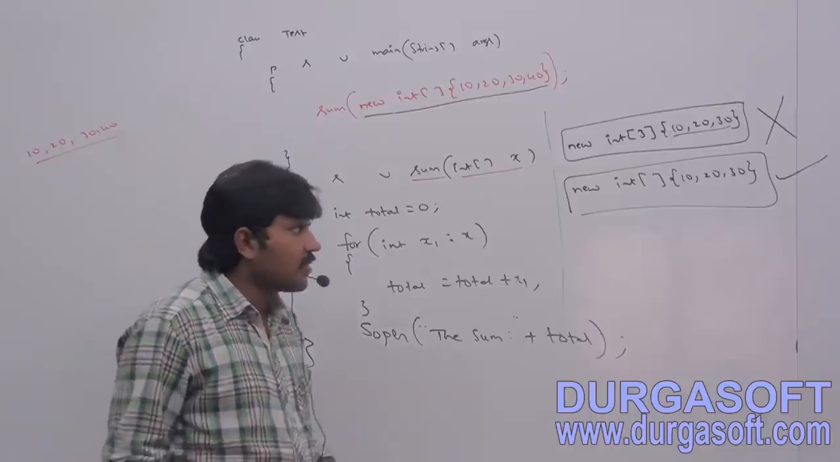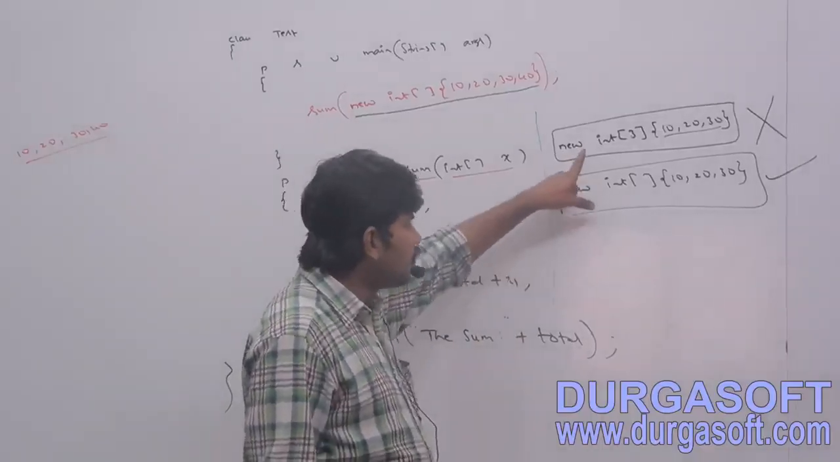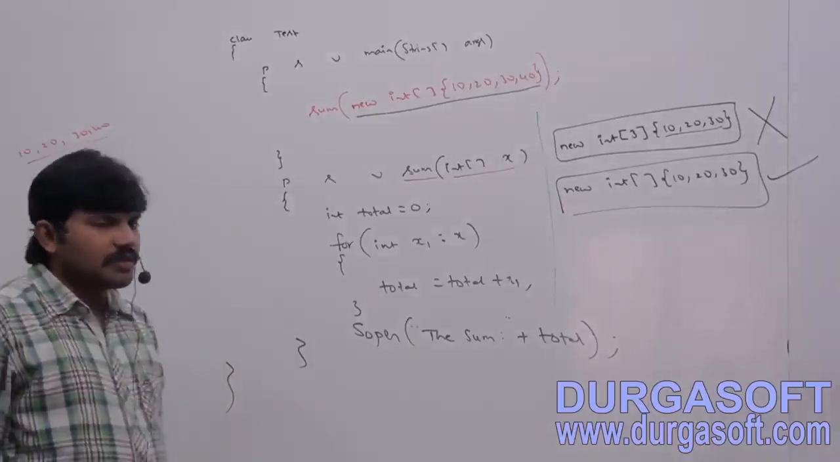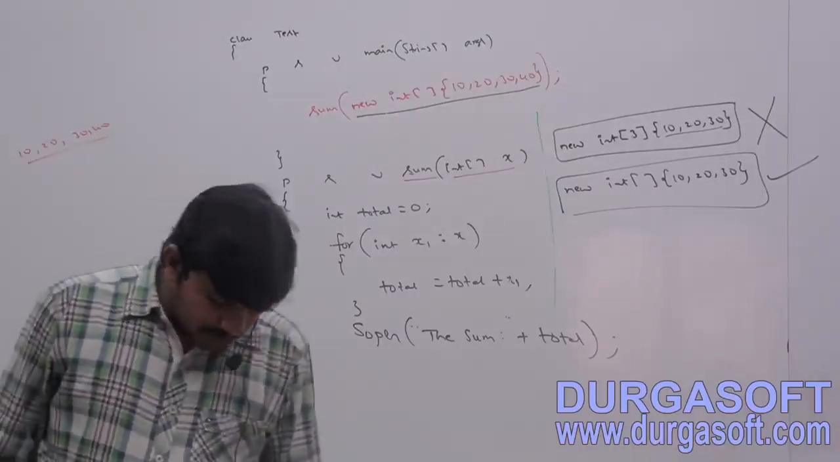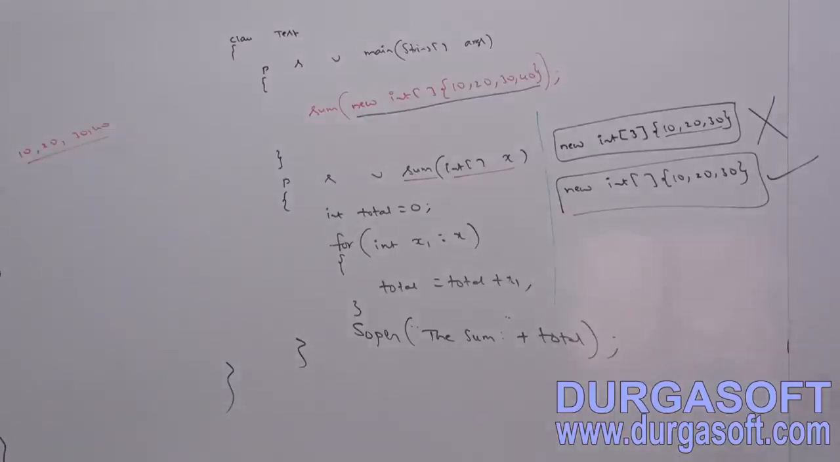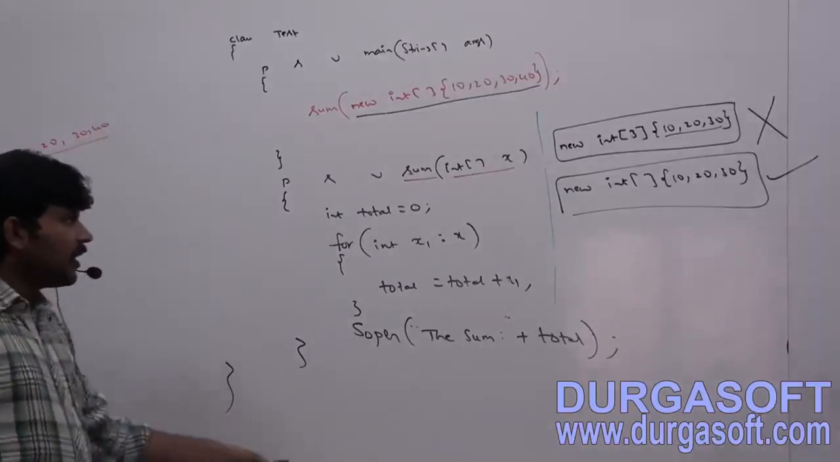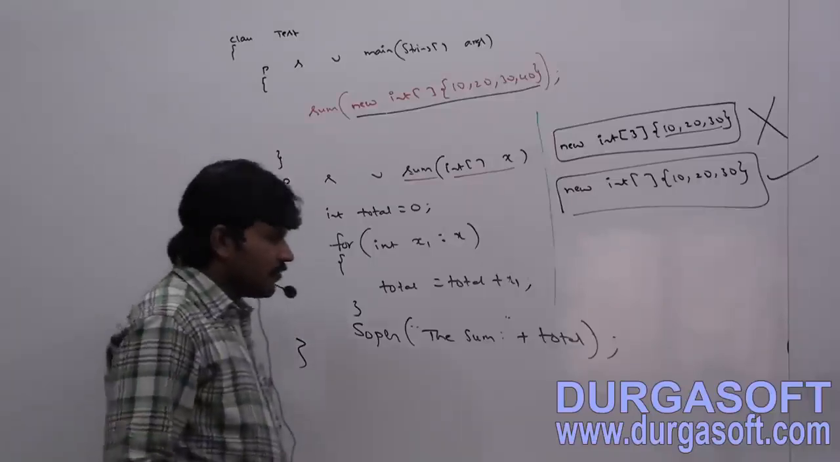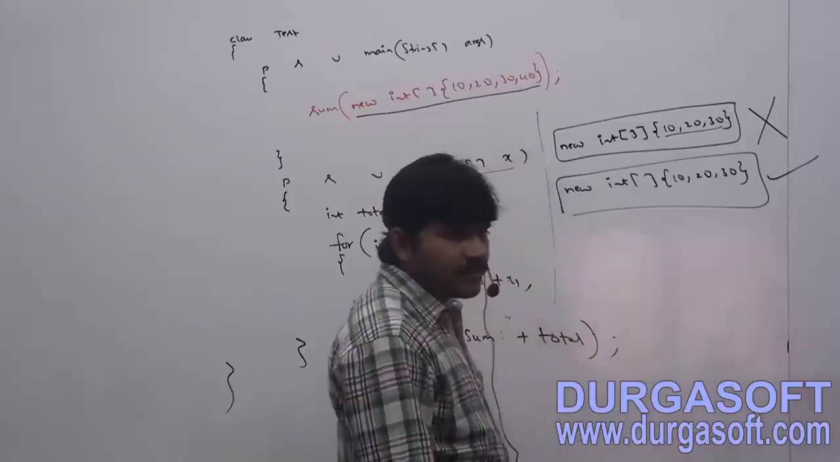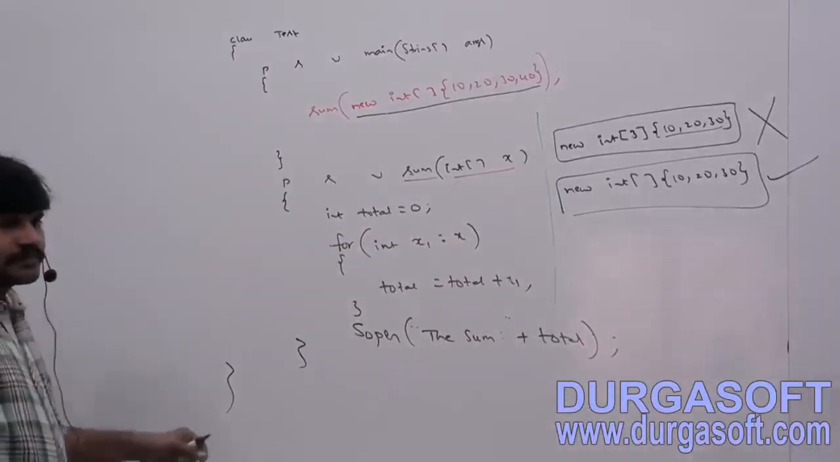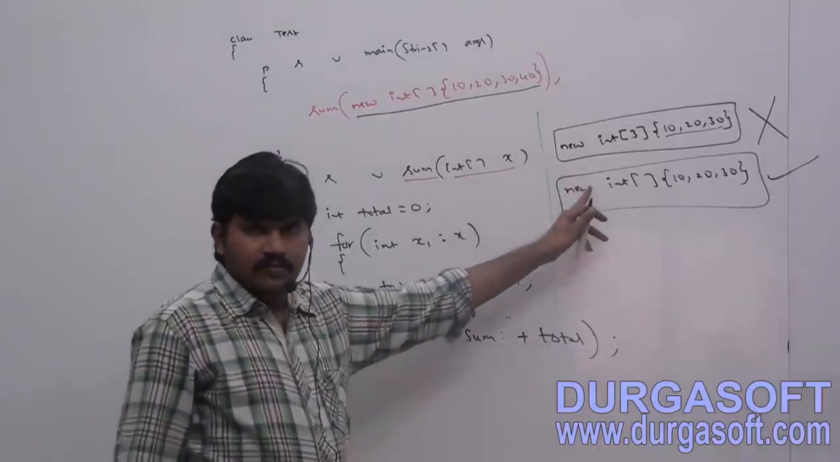Compile time error. Okay, take these two things. New int array, take both. The first one is invalid, but the second one is valid. New int array of 3, 10, 20, 30 is invalid. New int array 10, 20, 30 itself is valid, right? Completed, I hope. Clear for all of you, right?